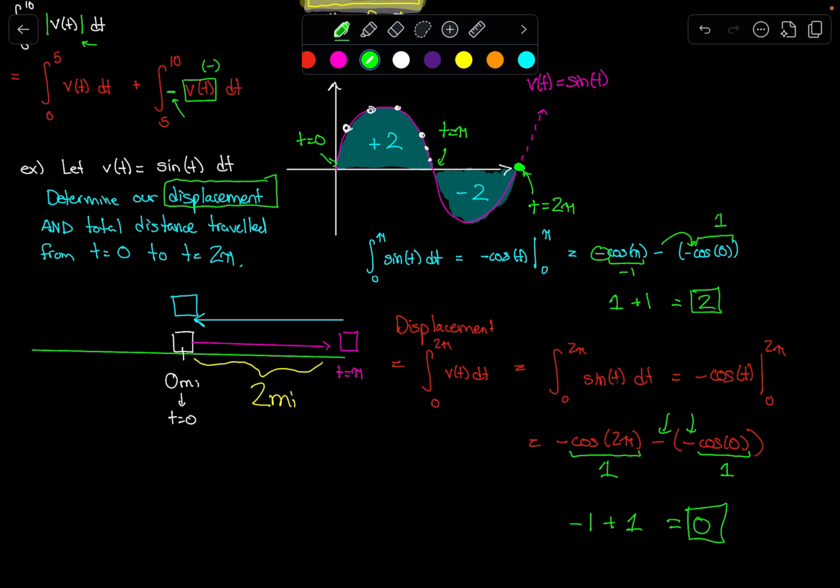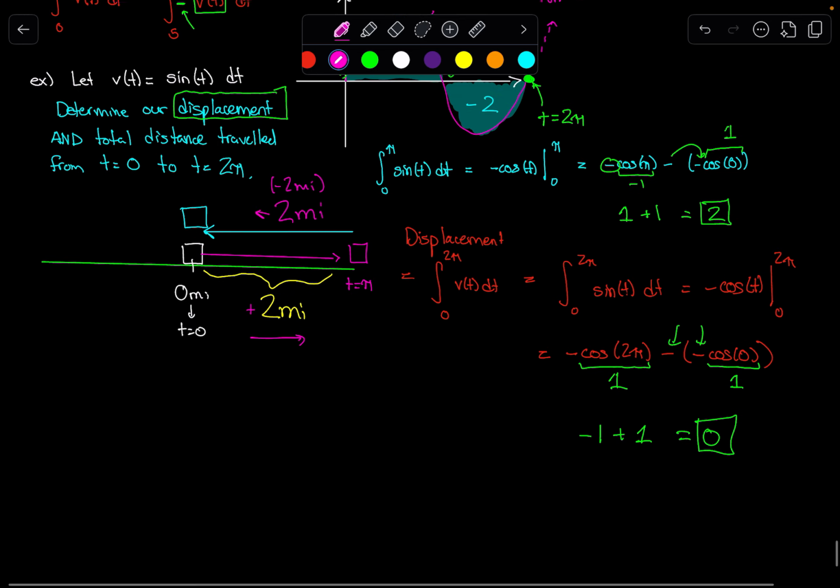And so now for total distance, how do we tackle that? Well, we would expect the answer to be what? We'd expect the answer to be 4. I know that this part is contributing to us going a plus 2 miles to the right. We're going to go another 2 miles to the left. That's really what it means to go negative 2 miles, right? We're going 2 miles to the left. We would expect our answer to be 4.